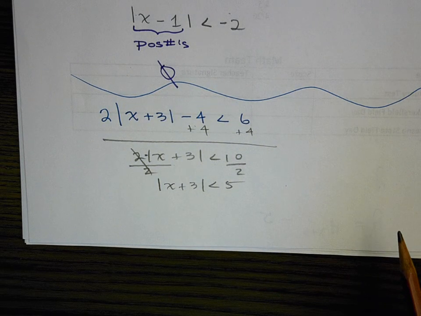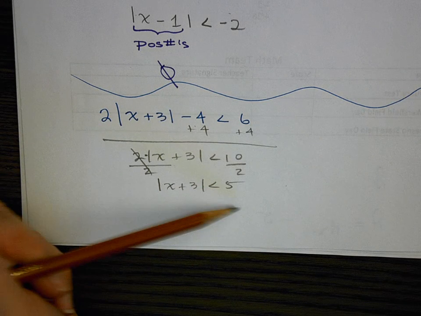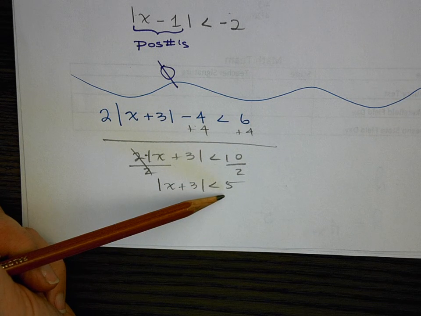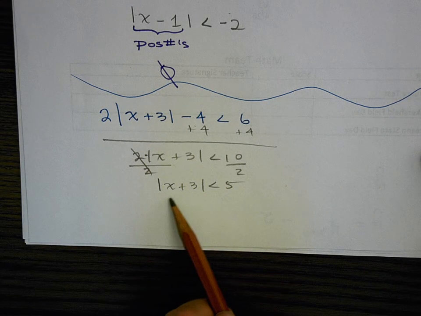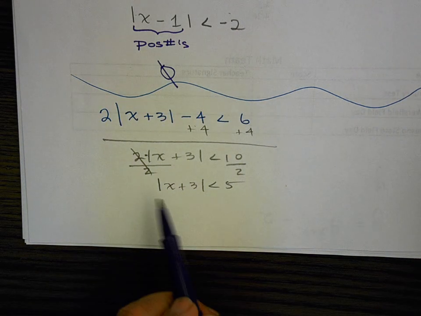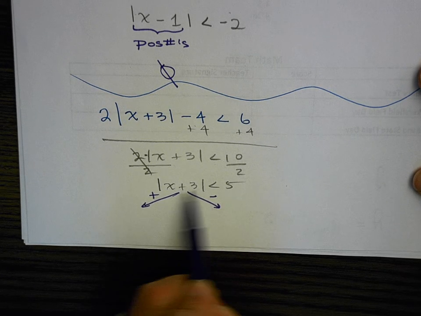And so now I need to figure out, okay, what do I do next? So I look at this and I see that this is a positive number here. So because it is positive 5, I need 2 equations to solve. So the 2 equations I need are the positive version and the negative version of that.